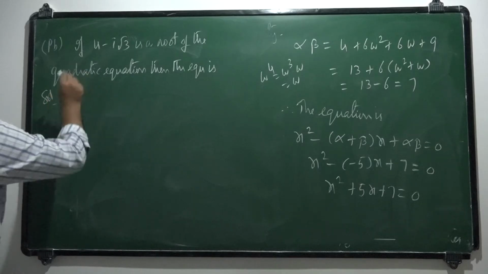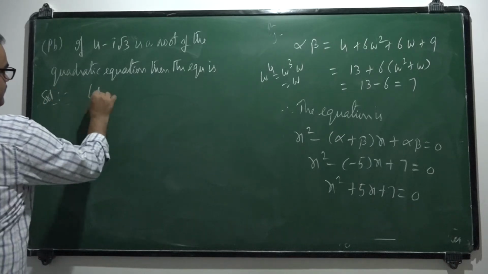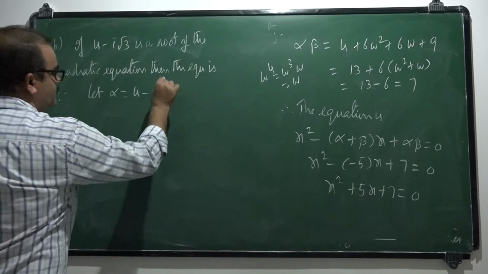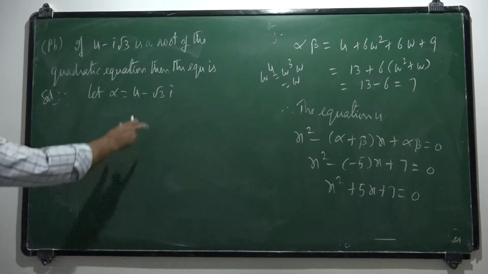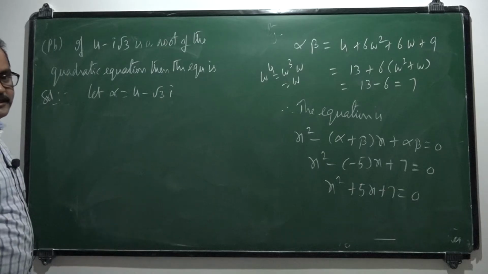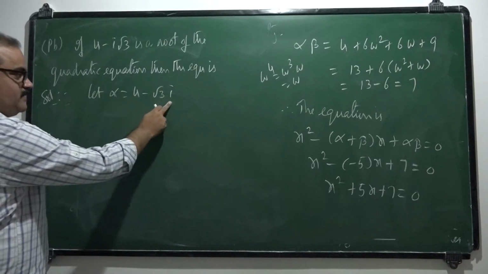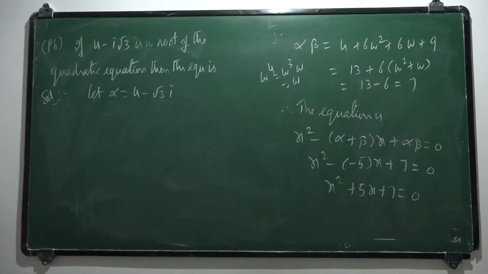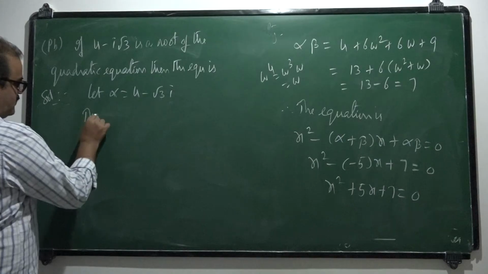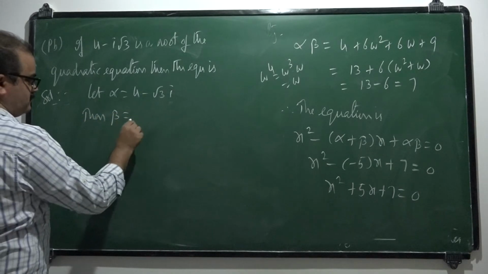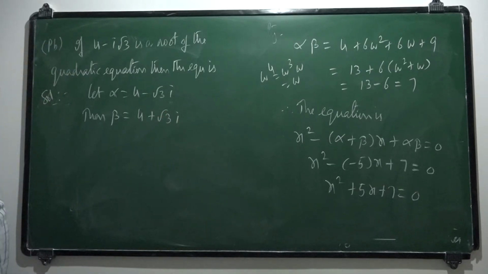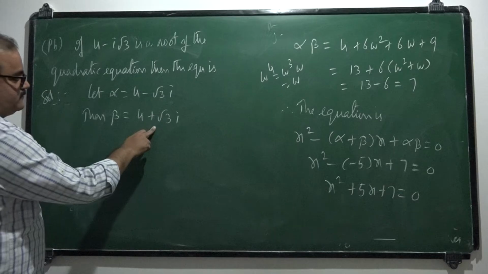Here one root is given. Let the root be alpha is equal to 4 minus root 3 into i. Clearly it is a complex root. We know complex roots are conjugate. If a minus ib is one root, then the other root is a plus ib. Then the other root beta is equal to 4 plus root 3i. Complex roots are always conjugate.